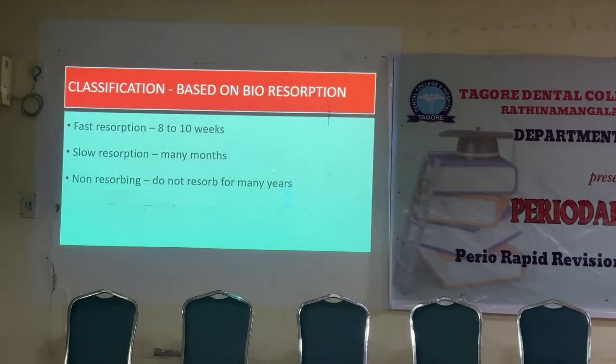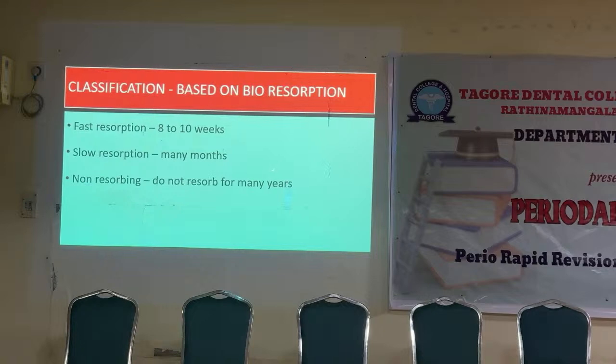Based on the bioresorption, if you put a bone graft, either it has to get resorbed or it remains non-resorbed. Fast resorption means it will take 8 to 10 weeks. What is the normal formation of bone? If you have a fracture in your hand, how much time will it take to heal? 4 to 6 weeks or 4 to 6 months? Months. Normally it starts from 3 months, right?